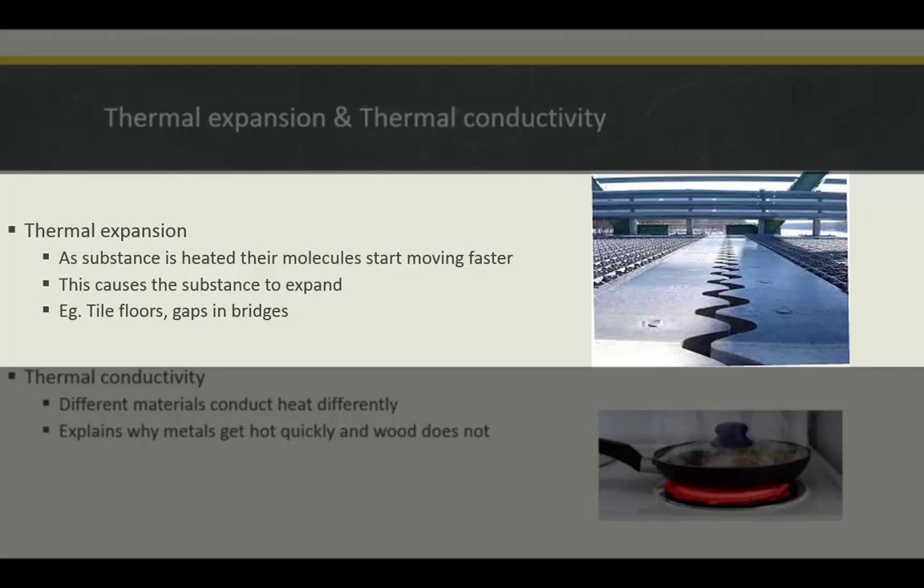During the day, the house is in the sunlight, meaning it's absorbing energy. The roof tiles, the bricks, the mortar, everything is absorbing energy. And when materials absorb energy, the particles start moving a little bit faster, and they start pushing each other away a little bit. So the material expands.